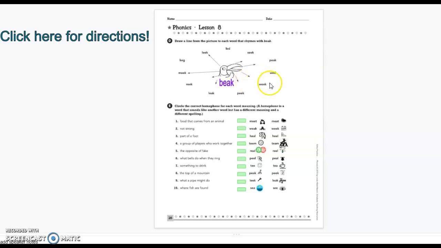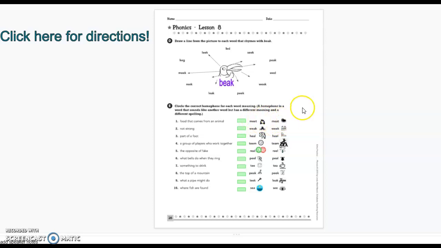Okay, so now you're going to click the correct homophone for each word meaning. A homophone is a word that sounds the same but has a different meaning. So here's two homophones. You can tell that they sound the same, meat and meat, but they have different spelling. M-E-E-T, M-E-A-T. Okay, so number one says food that comes from an animal. Okay, so it's meat, but is it M-E-E-T or M-E-A-T?